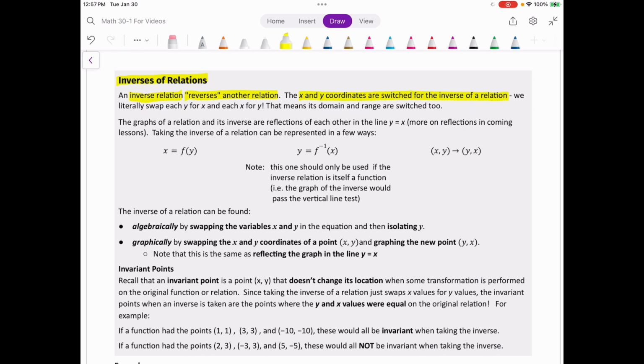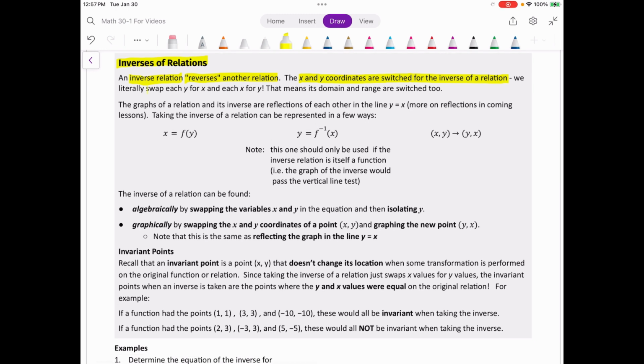When we take the inverse of a function, that's what we want to do. We want to swap x and y. Old output becomes new input. So we literally do that. We literally swap each y for x and each x for y.